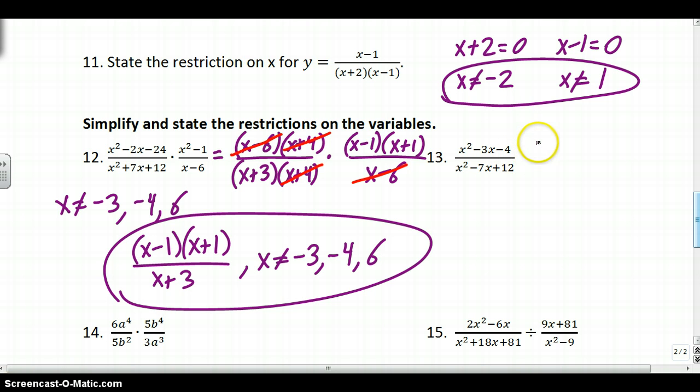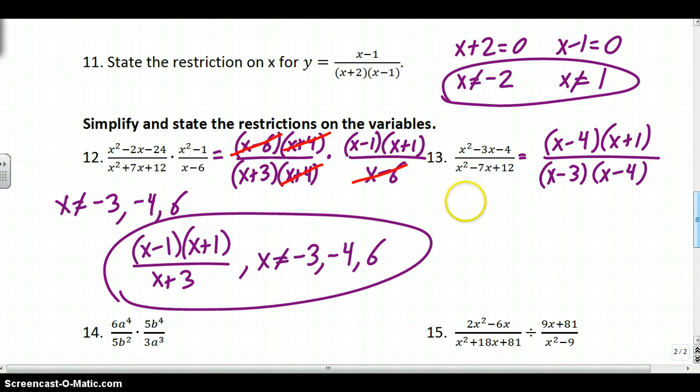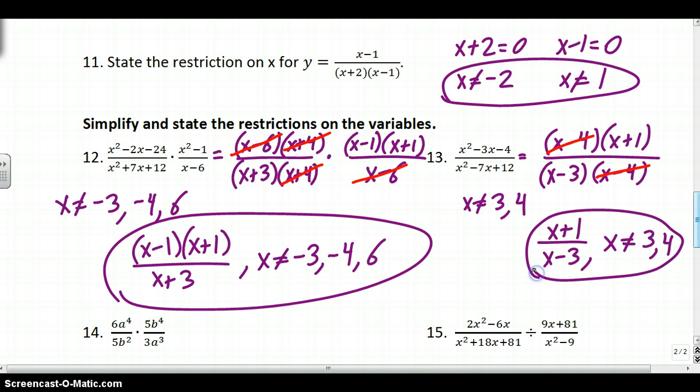13, x squared minus 3x minus 4. What multiplies to -4 and adds to -3? Well, that would be -4 and +1 over what multiplies to 12 and adds to -7. That'd be -3 and -4. What can x not be? 3 or 4. Now we can feel free to cancel. The x minus 4's disappear, they're removed, and you're left with x plus 1 over x minus 3, as long as x is not 3 or 4. Okay.